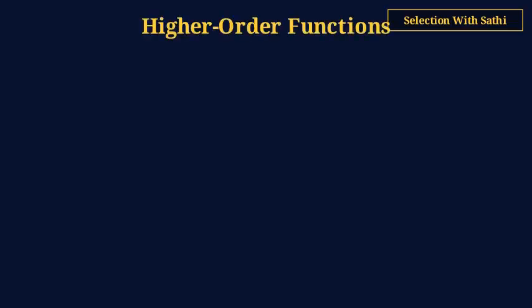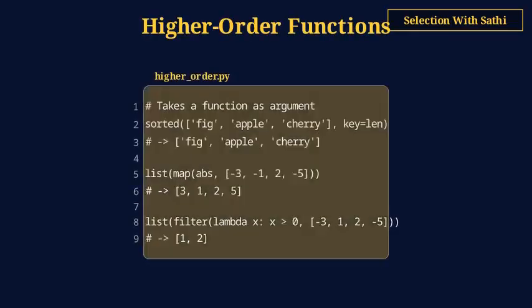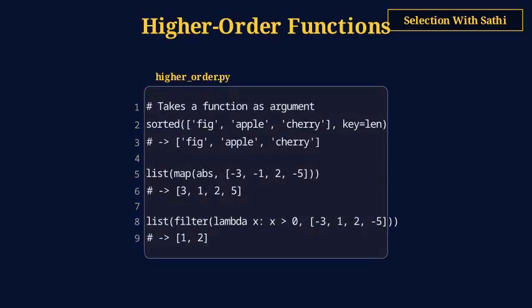A higher-order function takes a function as an argument or returns one. Sorted with key equals len sorts a list of words by their length. Map applies a function to every element in an iterable. Filter keeps only elements where the function returns true. These are the building blocks of functional programming in Python.